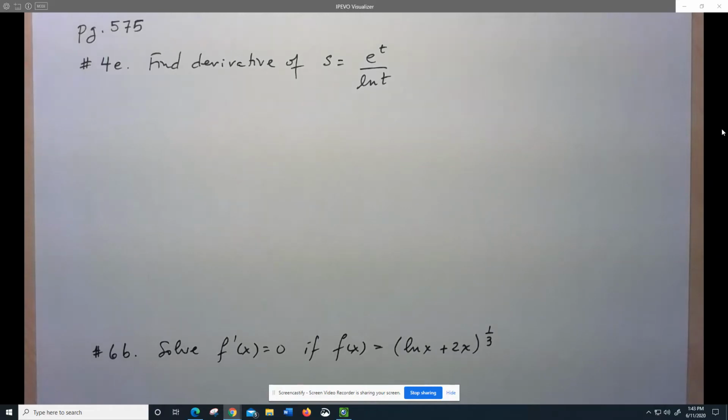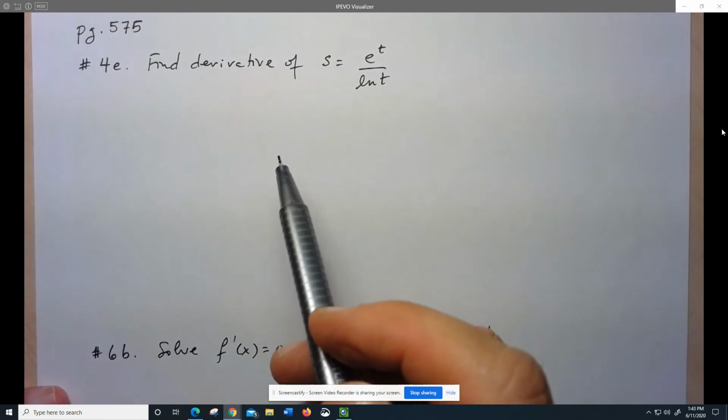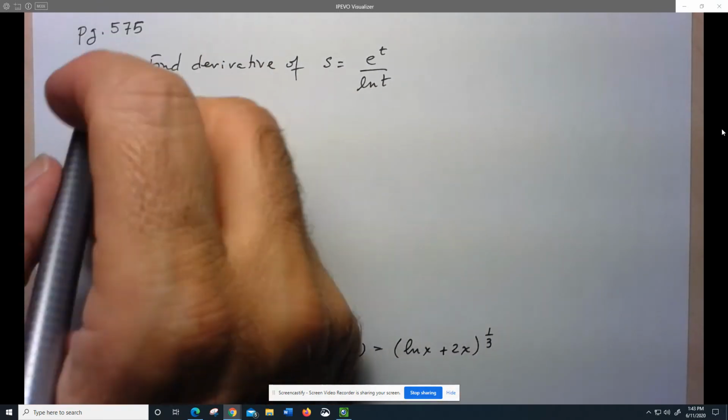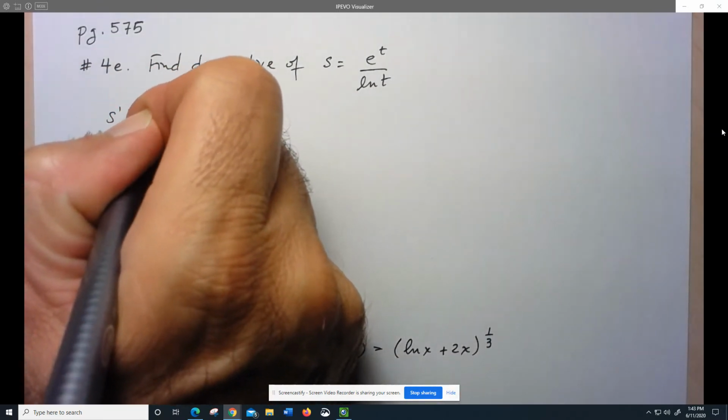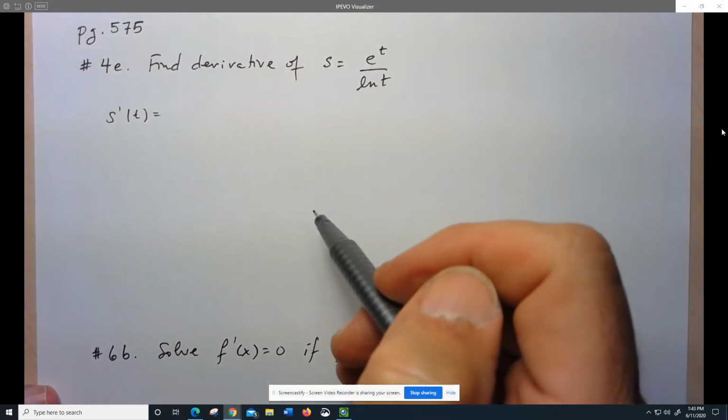Hi folks, we're going to take a look at a couple of questions from page 575 involving derivatives of natural logarithmic functions. In this first one, they want us to find the derivative of the function given. So s prime at t is going to be equal to, now here I've got a quotient, so I'm going to be using the quotient rule.